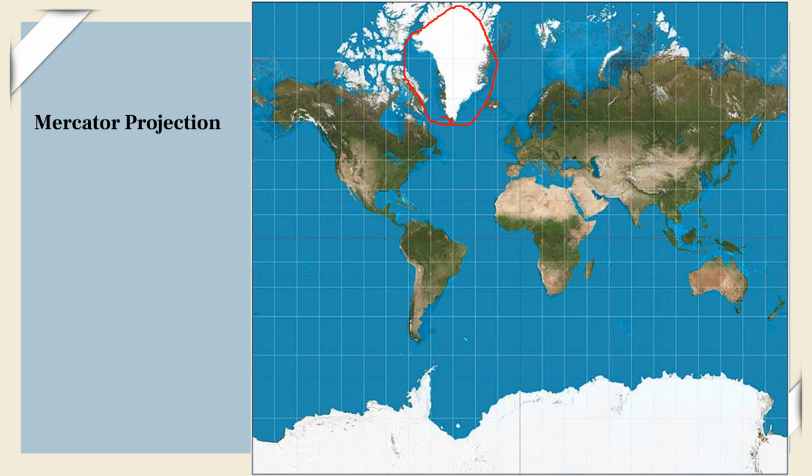Okay. But because the land areas at the poles, or very far north and very far south, are skewed, it actually doesn't show the true size of Greenland. Greenland is actually a 14th of the size of Africa. And so you don't get a clear picture of how big Greenland actually is.